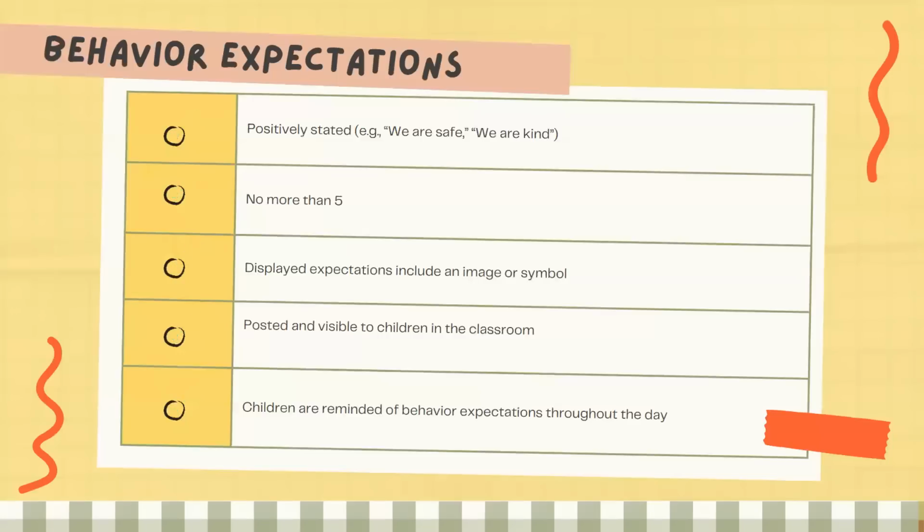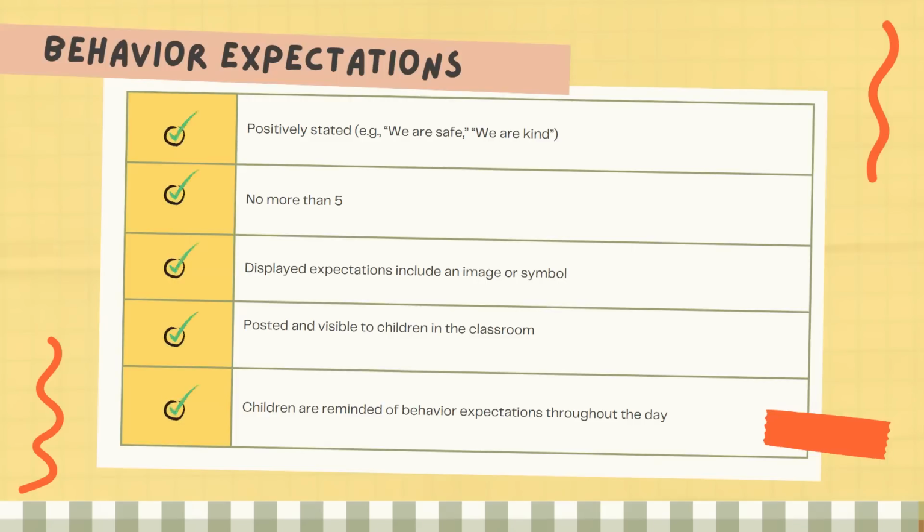So what is the difference? Expectations are general ways you want people to act. They apply to all children and all adults across all settings. Think about the values of the program. Here are some examples. We are kind, we are safe, we are a team player, be responsible.